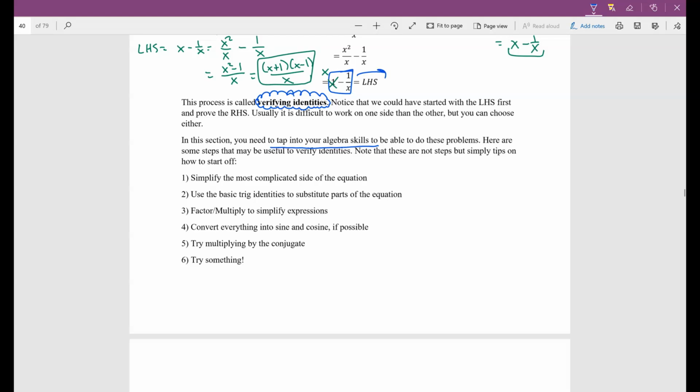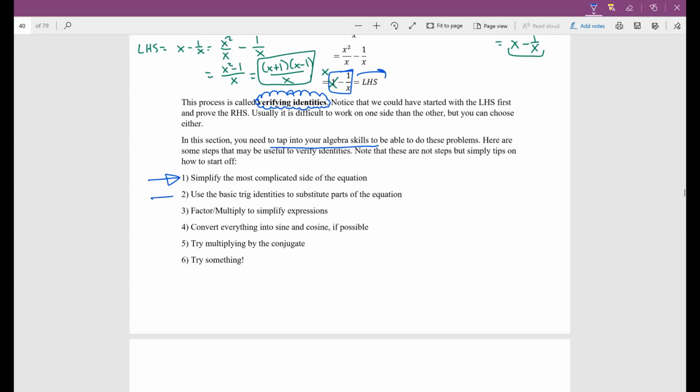So here, what I did is that these are not steps. These are more like tips or ideas or ways that you can try. It doesn't mean that you have to go 1 through 6. It's just some things that you can do. The first thing that I would suggest you consider is to simplify the most complicated side of the equation. Whatever is the most complicated side, that's the one that you want to start off with.